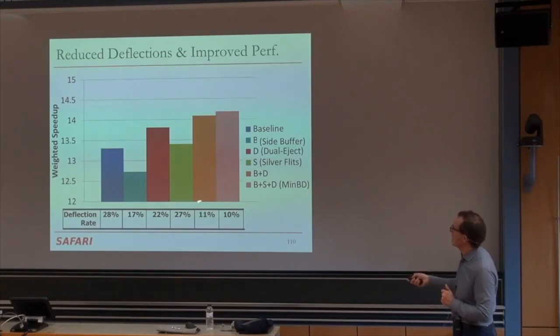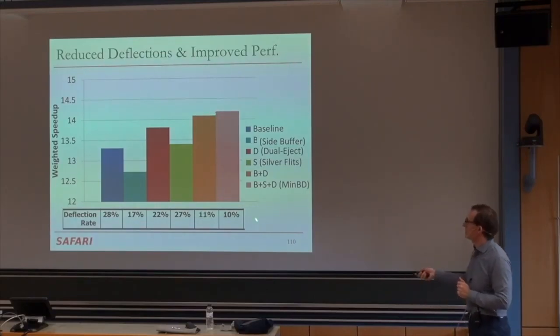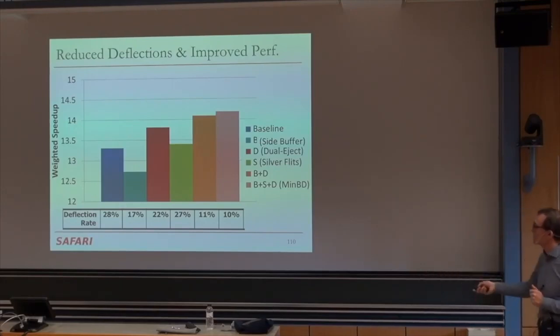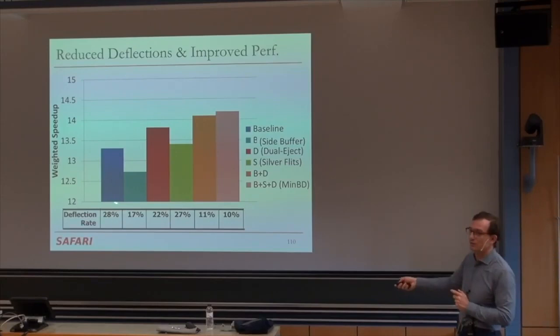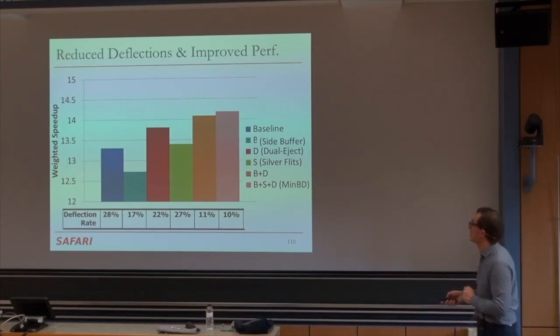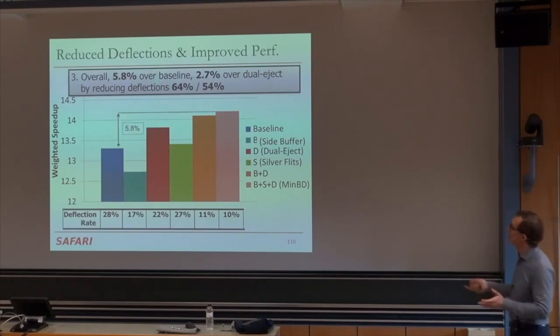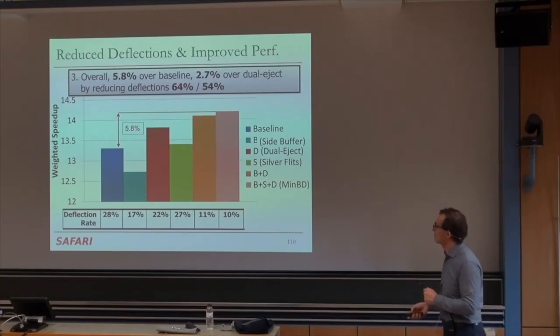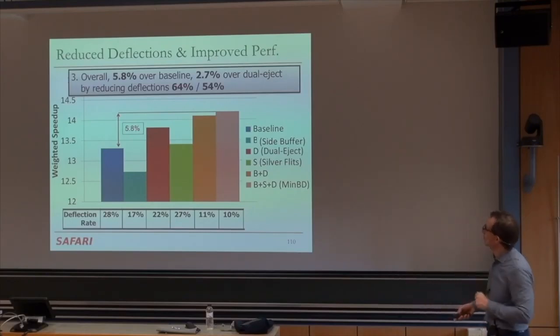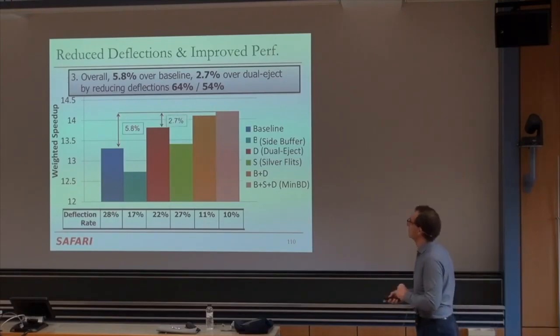And if you actually start combining these mechanisms, you get much higher reductions in deflection rate. So only 10% of the flits get deflected over here, whereas in the baseline we had about 28% of the flits that are deflected. So overall, you get significant performance improvement over the baseline by reducing deflections by a significant amount. So that's the 5.8% performance improvement. This is compared to a deflection router, of course, right? It's not compared to a buffered router.